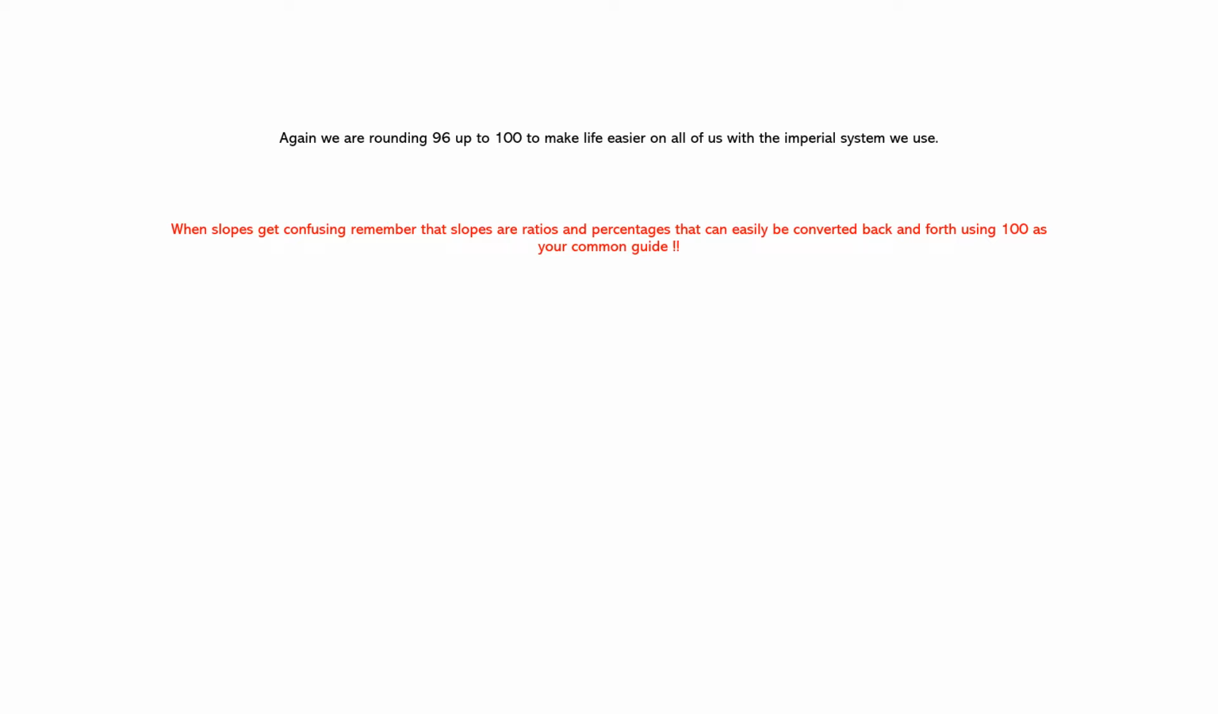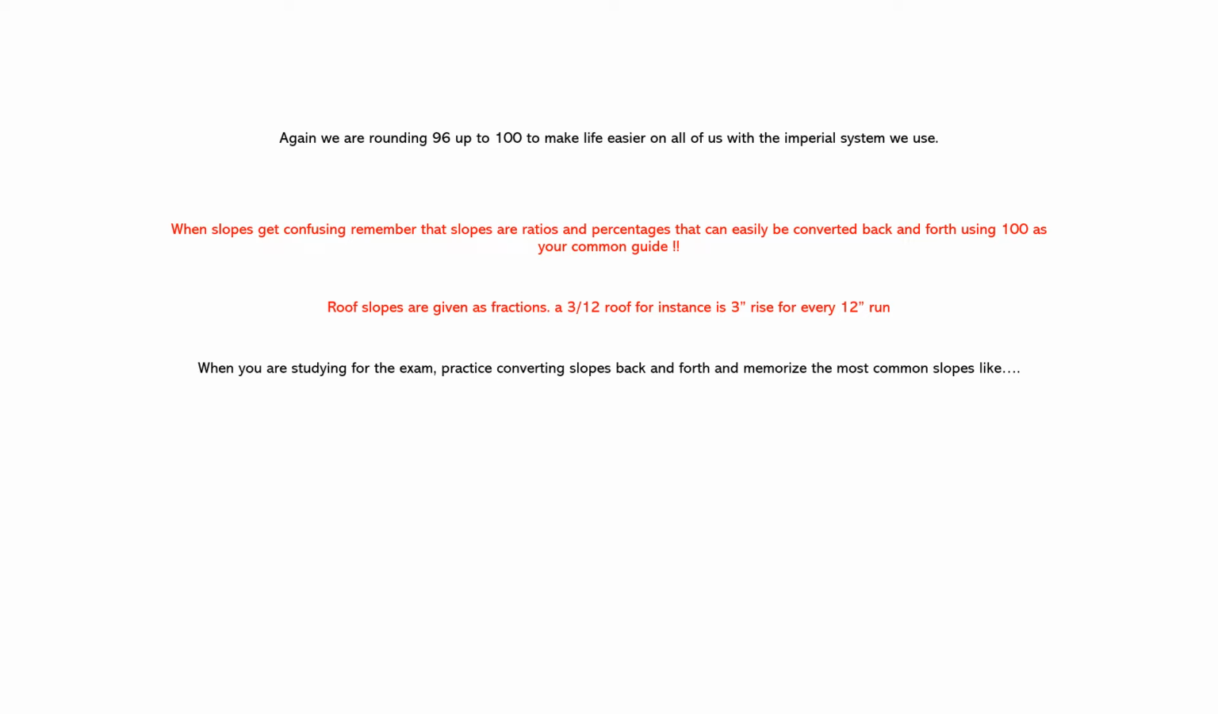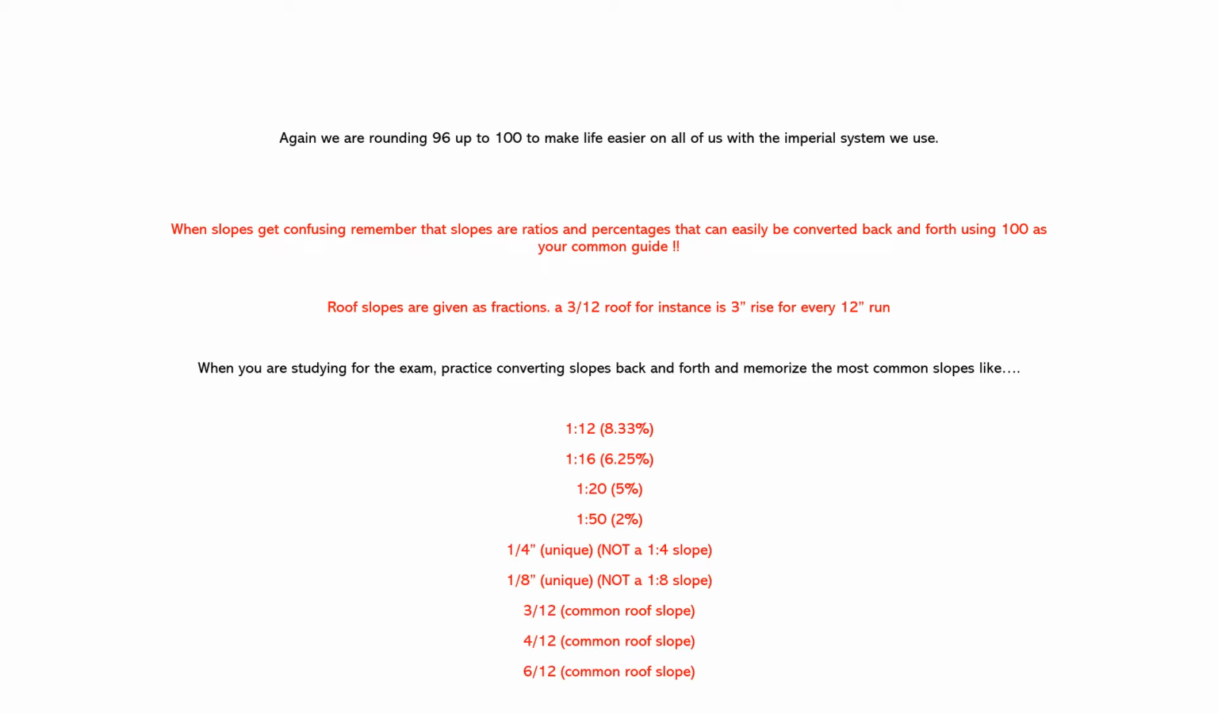Just remember, when slopes get confusing, that slopes are ratios and percentages that can easily be converted back and forth using 100 as your common guide. Roof slopes are given as fractions. A 3 in 12 roof, for instance, is 3-inch rise for every 12-inch run. So when you're studying for the exam, practice converting slopes back and forth and memorize the most common slopes, like the ones below. A 1 to 12, a 1 to 16 slope, a 1 to 20 slope, a 1 to 50 slope, a 1/4 inch slope, a 1/8 inch slope, and then the common roof slopes like a 3 in 12, a 4 in 12, a 5 in 12, a 6 in 12 roof.